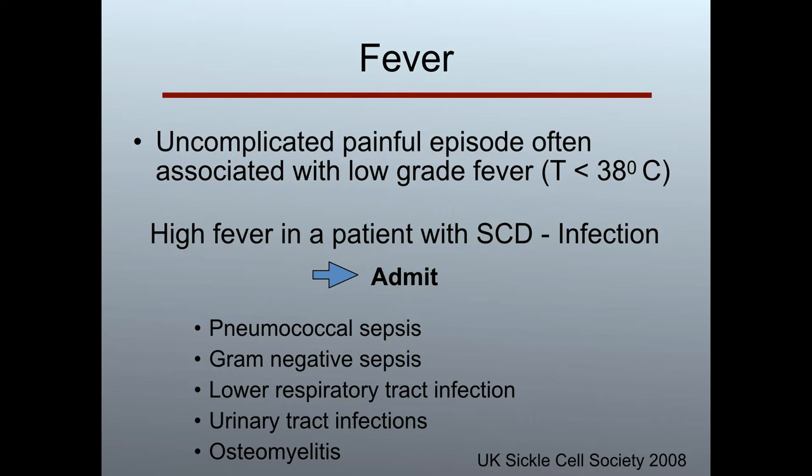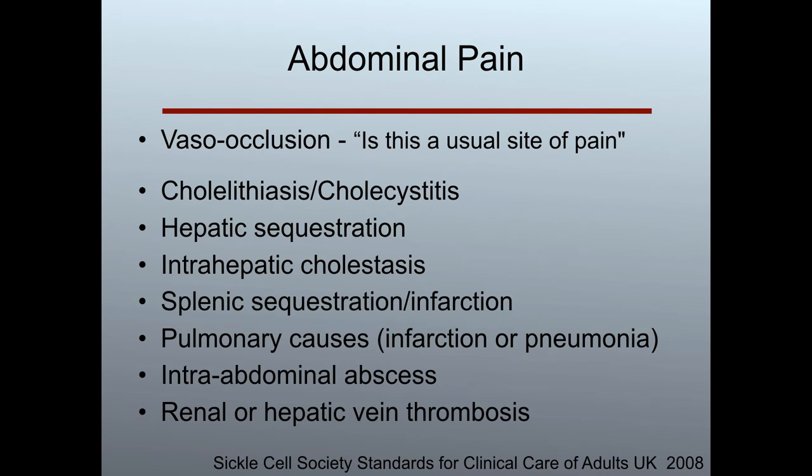So if you see somebody with a fever, think about admitting them because they could have any of these things: pneumococcal sepsis and gram-negative sepsis. Those are usually not that hard to figure out. Urinary tract infections are not that hard to figure out. Osteomyelitis, though, that might be hard to figure out because they've got pain everywhere and you just kind of miss it because you didn't have time to figure out that it was really a bone infection, or that ulcer that we just looked at and moved on from.